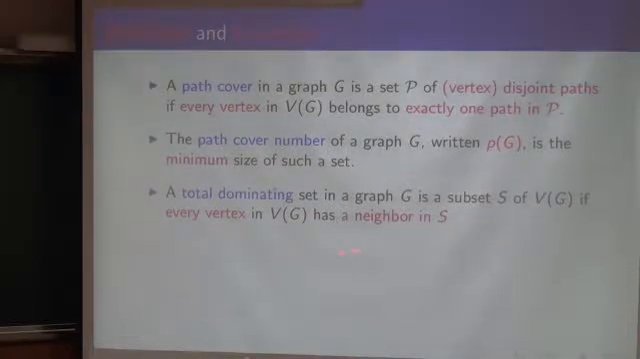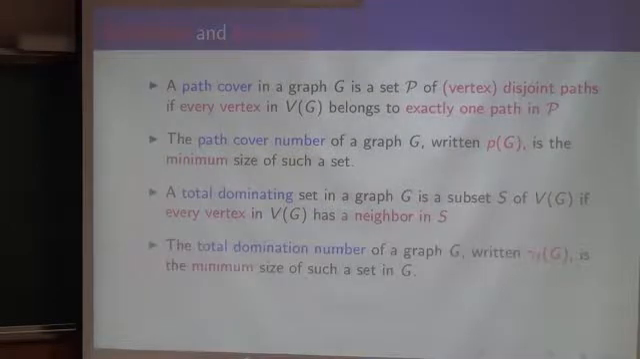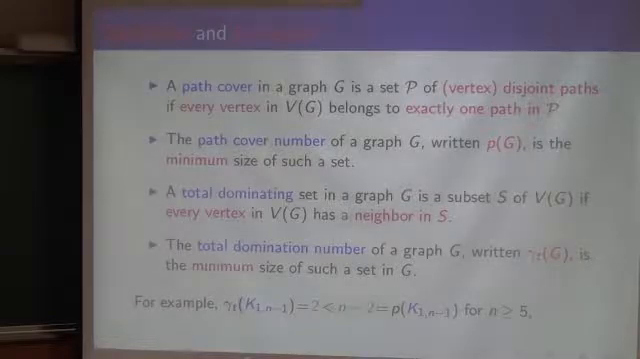A total dominating set in a graph is a vertex subset such that every vertex has a neighbor in the set. And the minimum size of such a set is called the total domination number. So, for example, every total dominating set has at least 2 vertices. Okay? So let's consider the total domination number of a star, that looks like this.